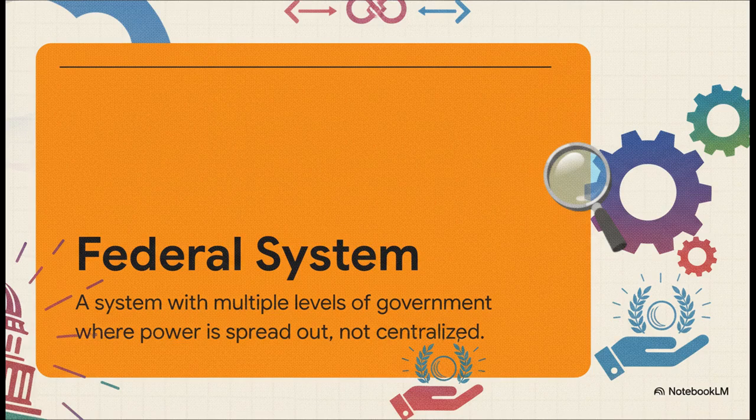A federal system is all about sharing. Power is divided between the central, national government, and lower levels, like states or provinces. And here's the really crucial part. Those local governments have powers that are constitutionally protected. The central government can't just snatch them away.